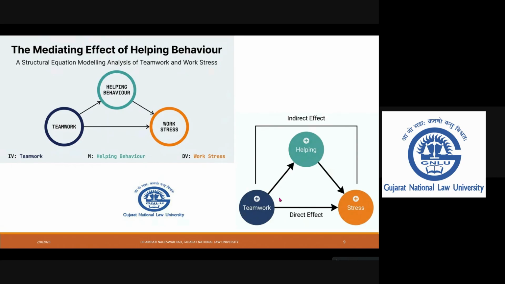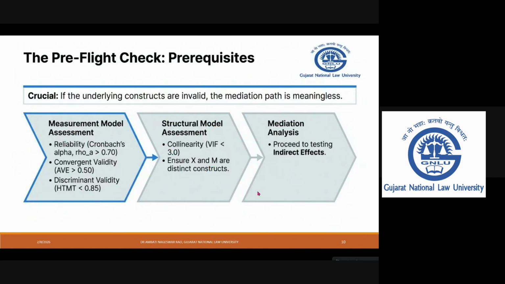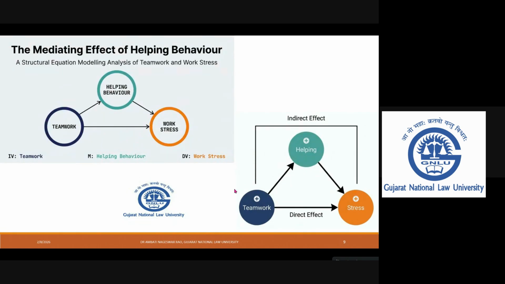Now, as I mentioned, if you want to assess whether it's a mediation or a moderation, we have to conduct basic measurements. We have three constructs: teamwork, stress, and helping behavior. In order to construct these latent variables, we have certain indicators. Teamwork has 5 indicators, helping behavior has around 6 to 7 indicators, and stress also has a couple of indicators. While the researcher designed this tool, they might have taken the help of the existing literature review and come up with this existing research tool.